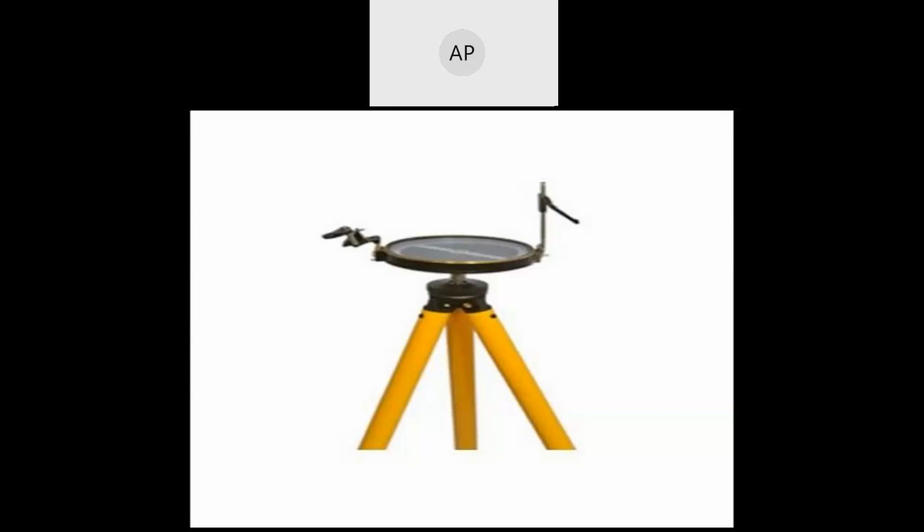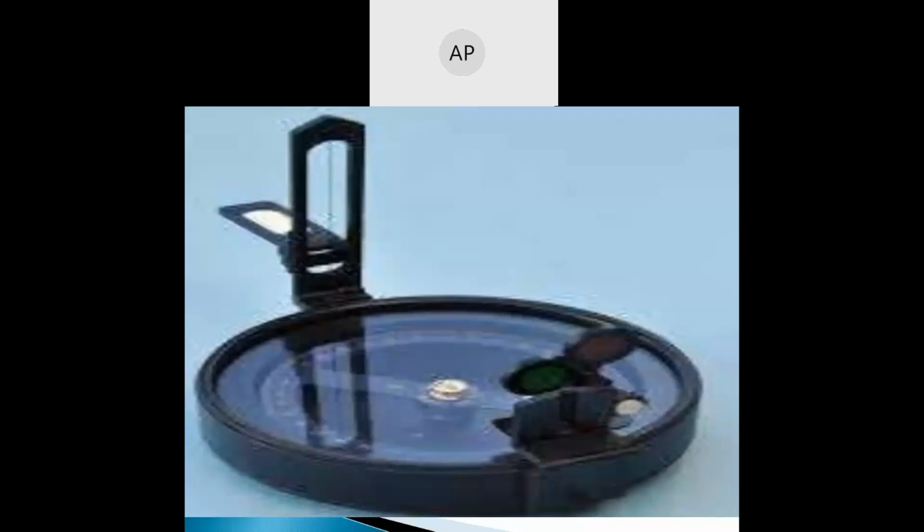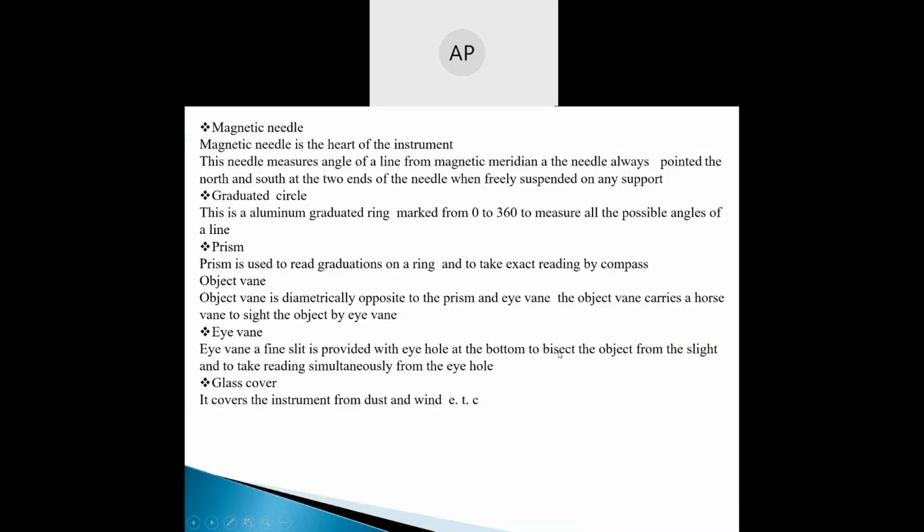So this is the prismatic compass. This is the pivot in the center. The prism is situated in this direction here, and it is supported by two eyepieces. The magnetic needle is the heart of the instrument. This needle measures the angle of a line from the magnetic meridian.